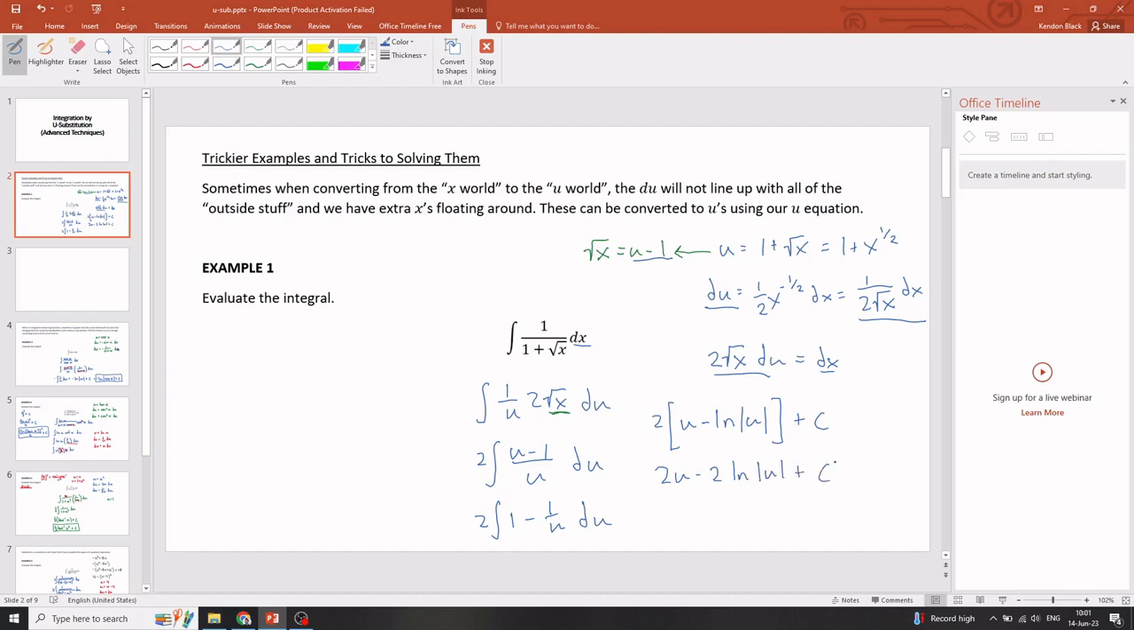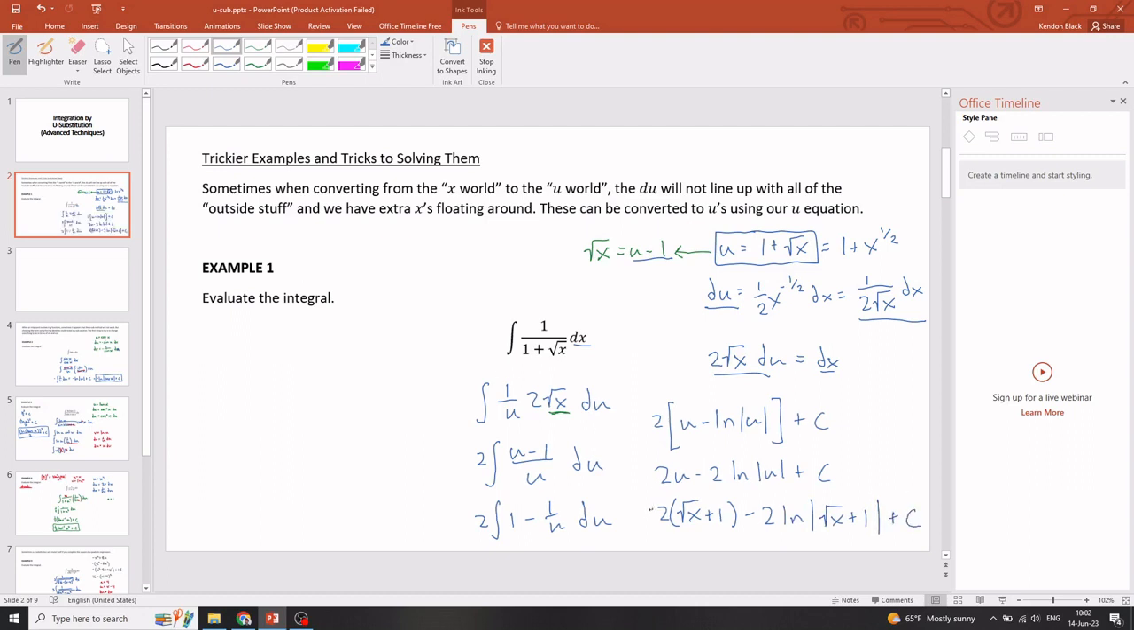Now, because our initial question was in terms of x, we have to go back to the x world. Our answer needs to be in terms of x. So we go back up here. u is 1 plus the square root of x, or we can reverse that and say the square root of x plus 1. We have 2 times the square root of x plus 1, minus 2 ln absolute value of the square root of x plus 1, plus c.